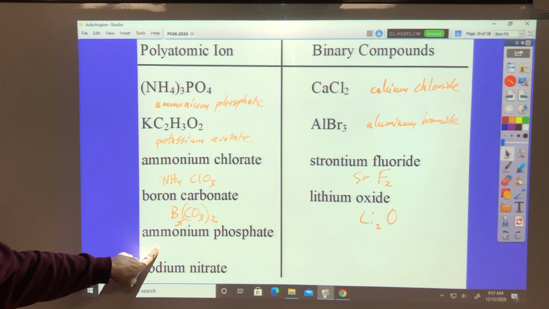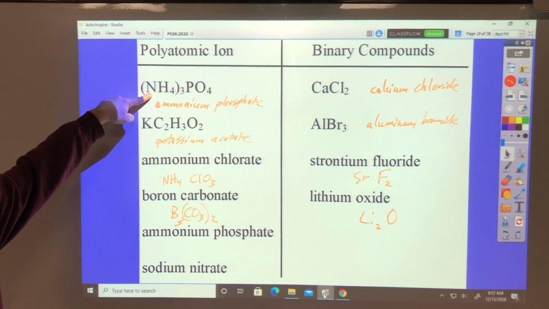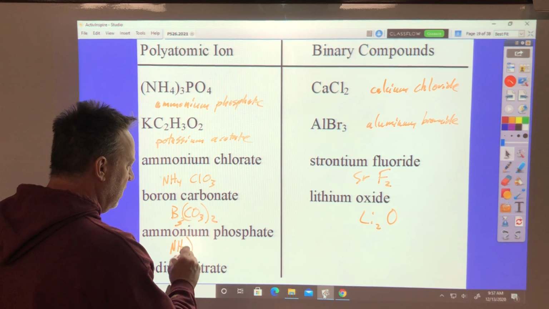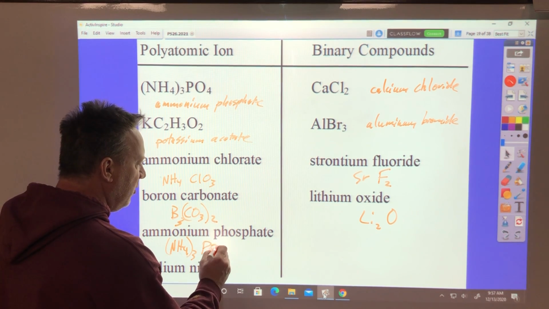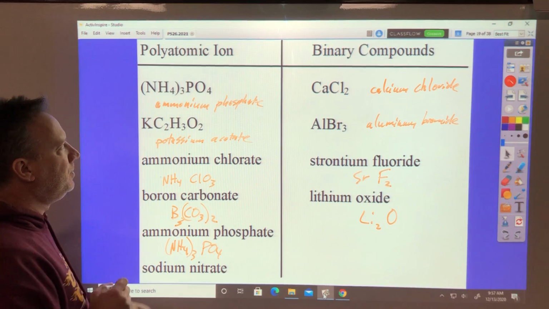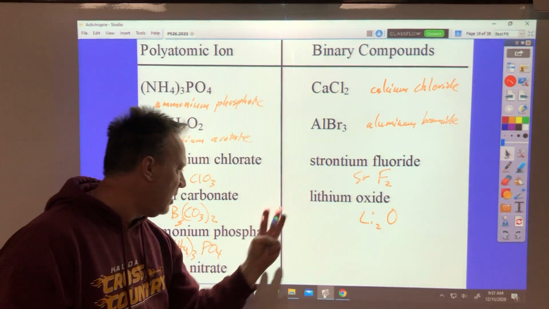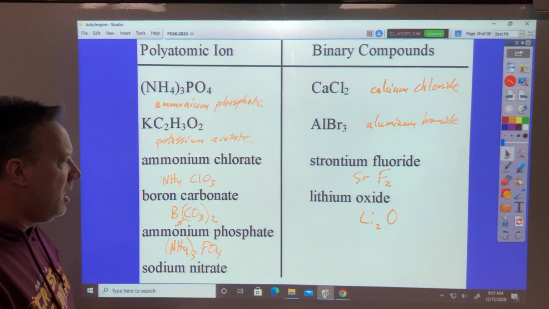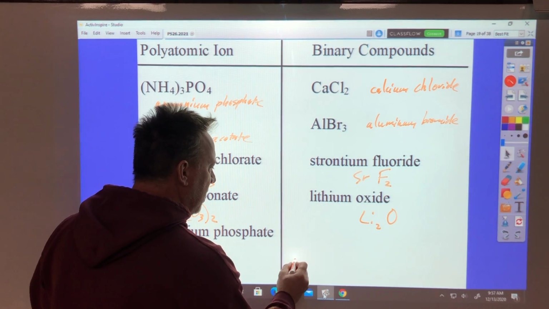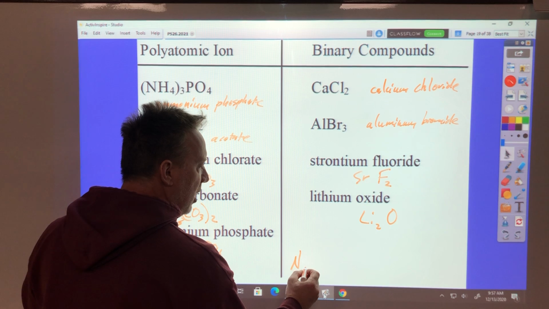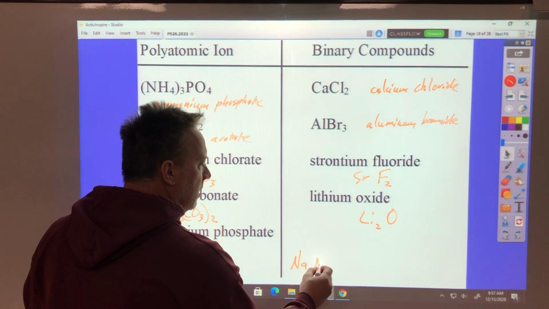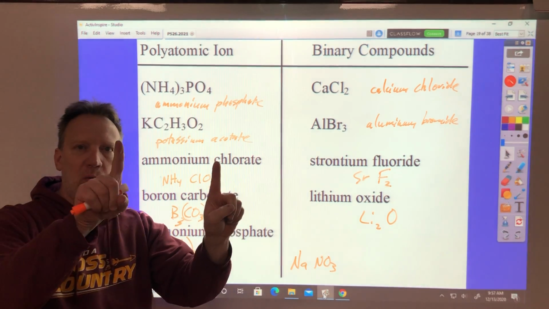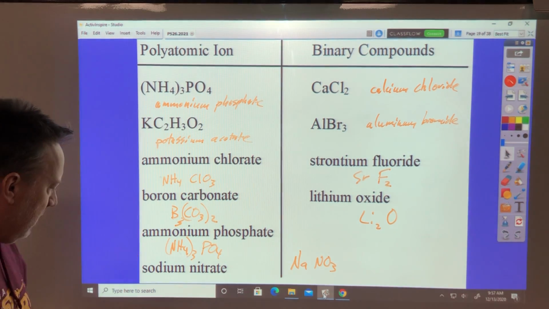I've got ammonium phosphate again, which I have right up here. Ammonium gives 1, NH4, there's got to be 3 of them because PO4 is 3 minus. The phosphate takes 3, ammonium gives 1, not a match. I have to have 3 ammoniums. And sodium nitrate should be, nitrate is NO3, NaNO3. Nitrate takes 1, sodium gives 1, that's a match, it's NaNO3.